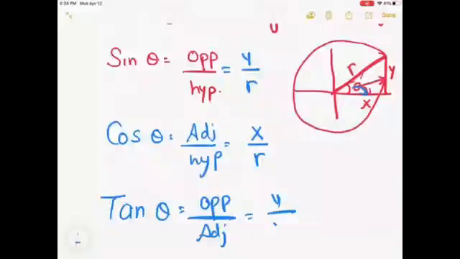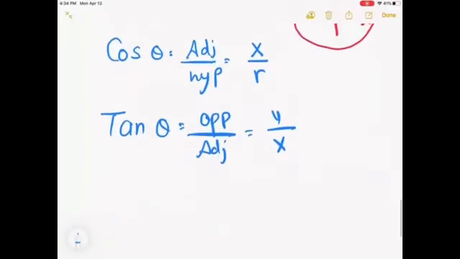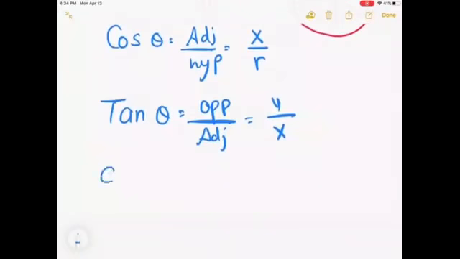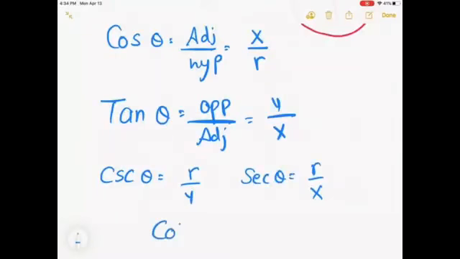y over x. And once you know these ratios, you can still figure out the reciprocals by just flipping the fraction. So cosecant theta would be r over y, secant theta would be r over x, and cotangent would be x over y. Here you go.